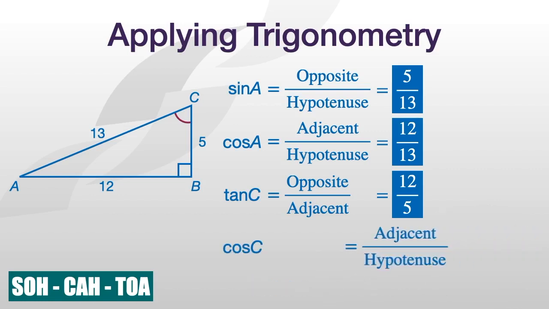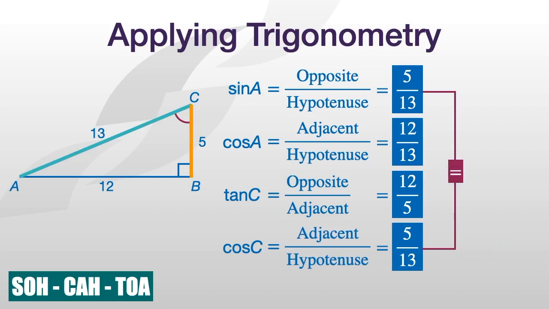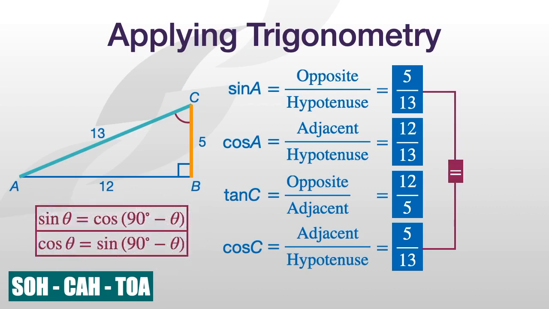Cosine C is adjacent over hypotenuse, which we can see is 5/13. What you may have noticed is that it is the same as the sine of angle A. This will always be true of the acute angles in a right triangle, that the sine of one of the angles is the same as the cosine of the other angle.